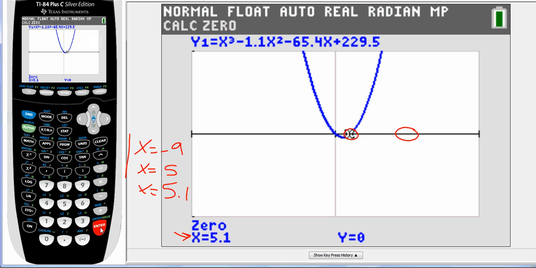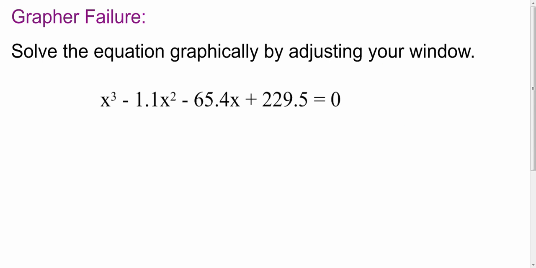Although it looked on the graph like there were only 2 solutions, 2 places across the x-axis, there were actually 3. So you have to be really, really careful when you're using your graphing calculators and thinking about things algebraically as well as graphically.